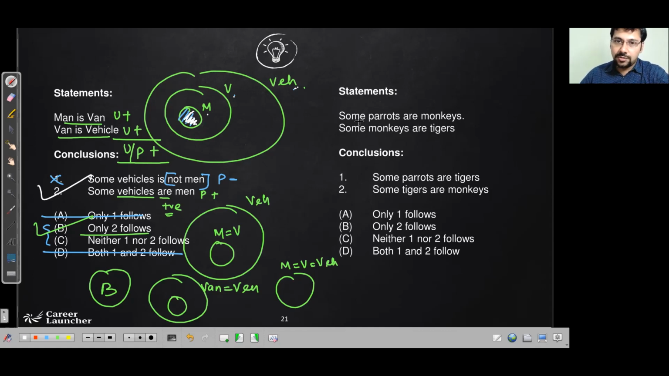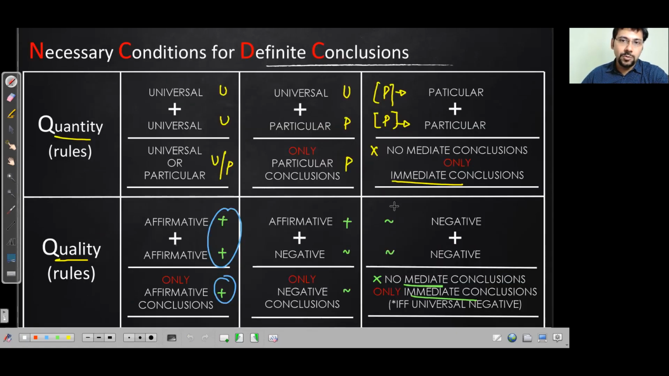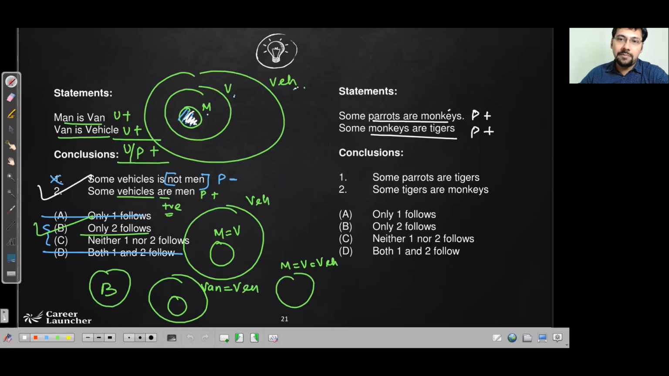Let's do the next question. Some parrots are monkeys and some monkeys are tigers. So this is a particular positive and this is also a particular positive. Now, I quickly check, for two particular positives, there is a rule. The rule is that two particulars, whether positive or negative, give us no mediate conclusion. So they are definitely not going to combine through monkey and say anything about parrot and tiger. So any conclusion about parrot and tiger is definitely wrong because they give no mediate conclusion.